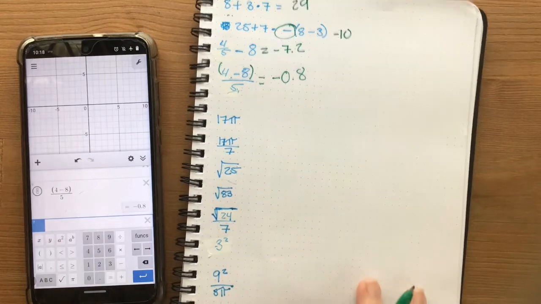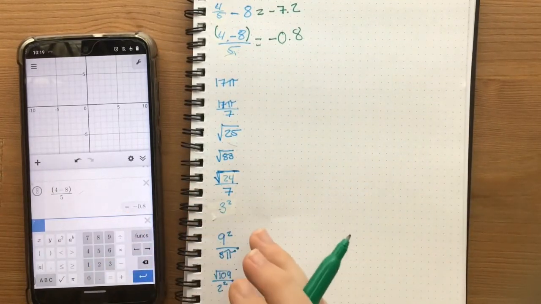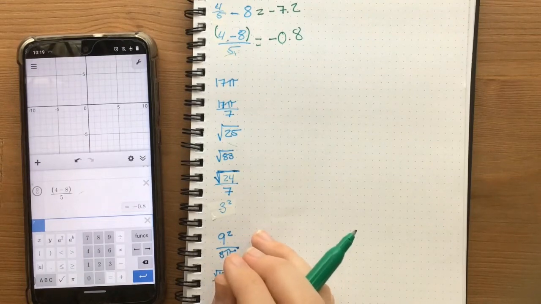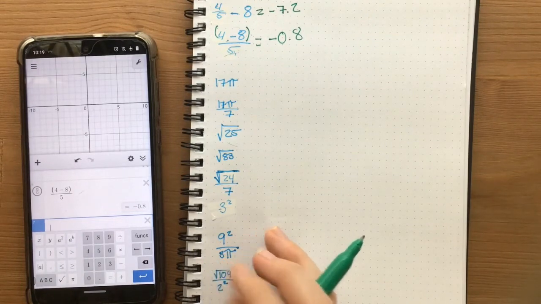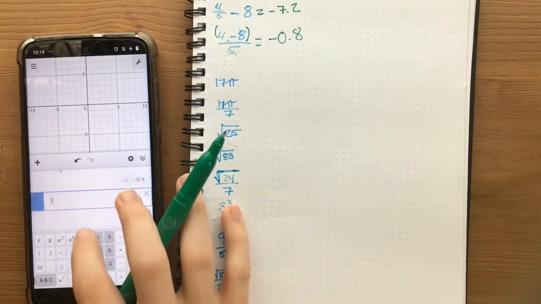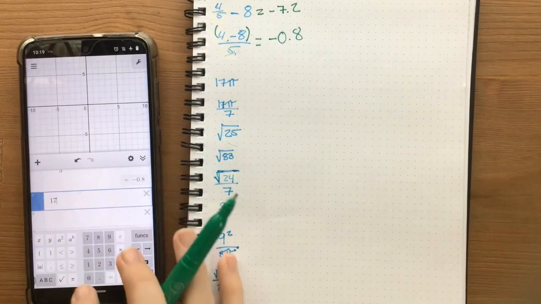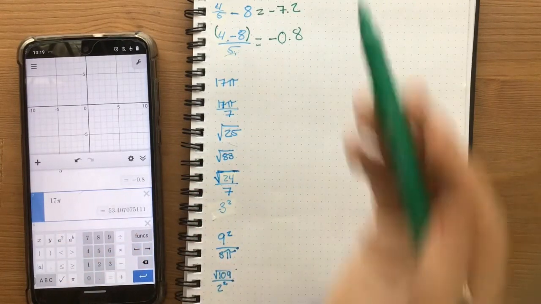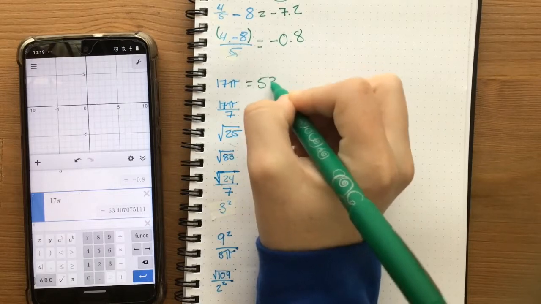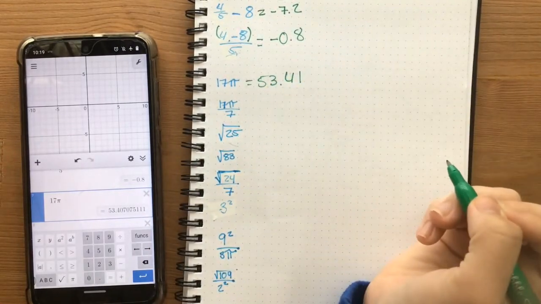Okay, moving on. So we have 17 pi. Now in previous grades, you may have used 3.14 to represent pi. We are not doing that anymore. We have calculators that remember pi for us. So all we're going to type in is 17. You could type the times button, but you don't need to, so I'm not going to. 17 pi. And then that gives me 53.4, and then I'm rounding to the nearest hundredth, so I'm going to get 53.41.